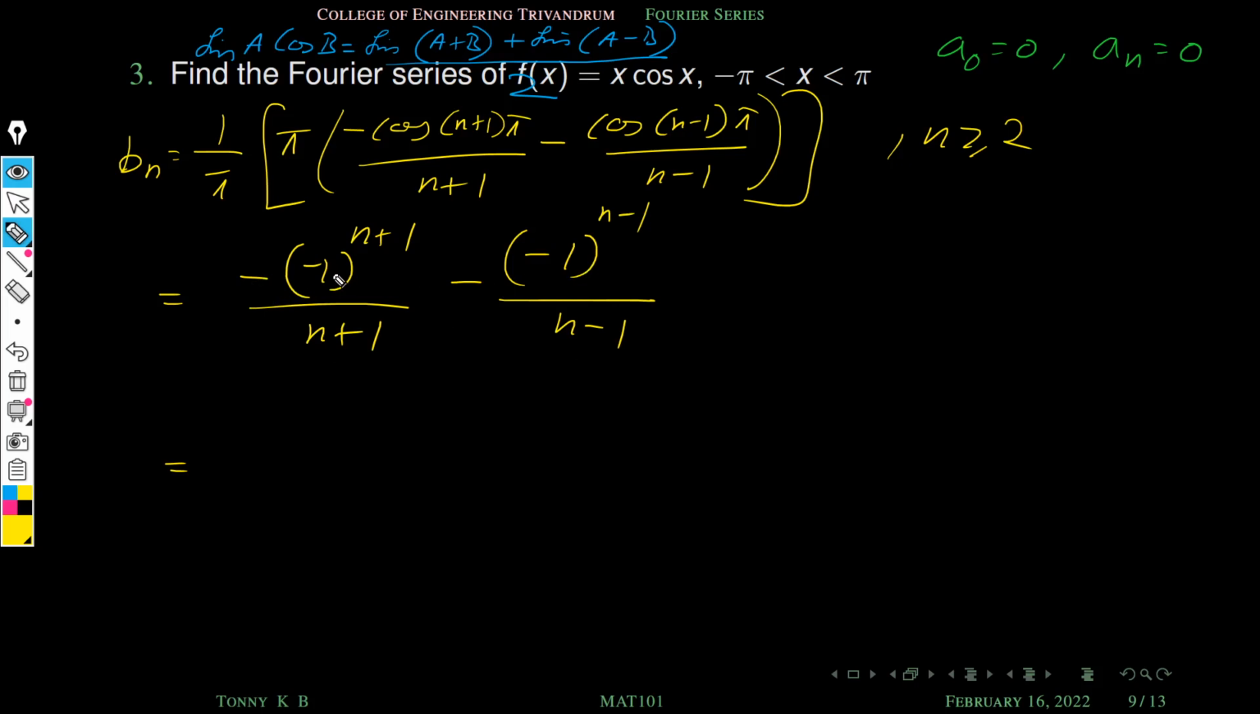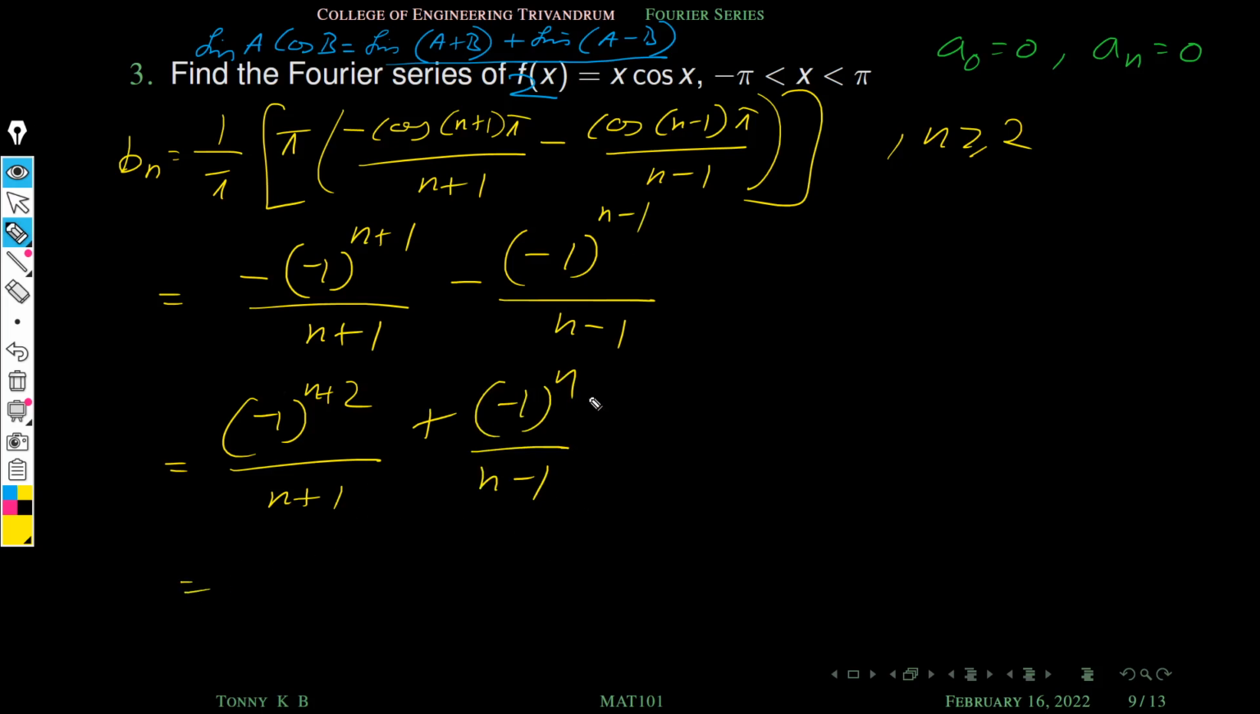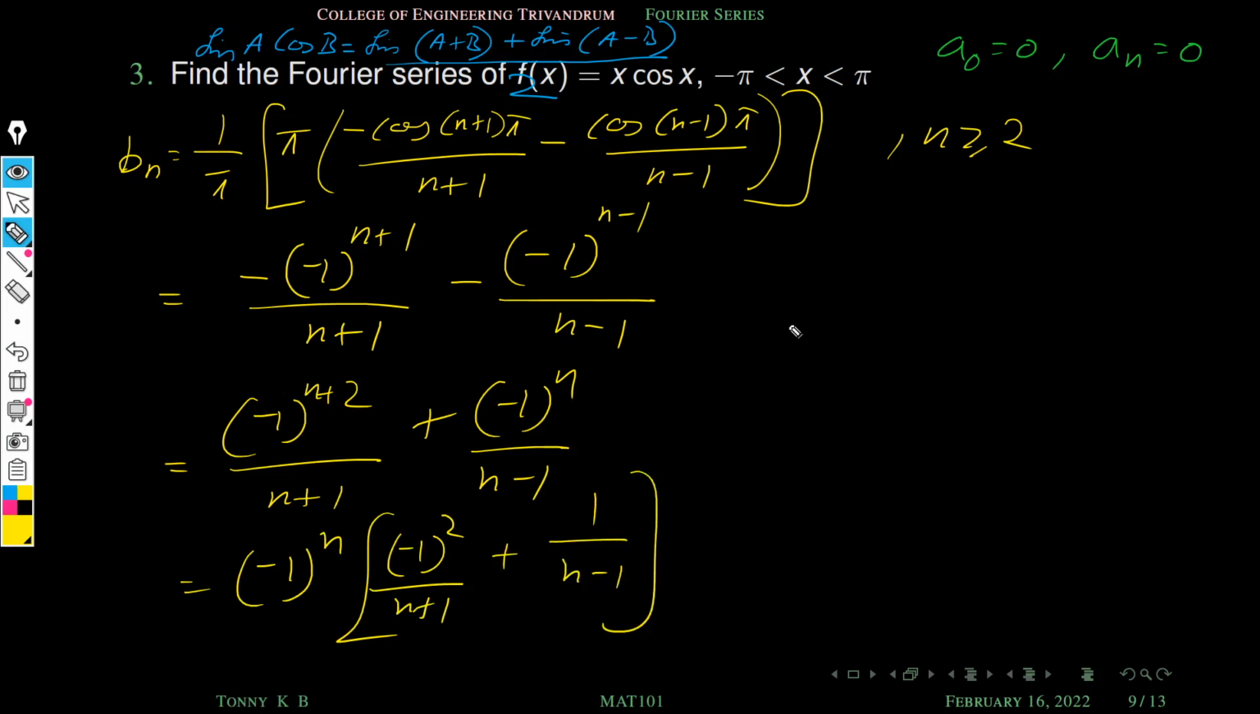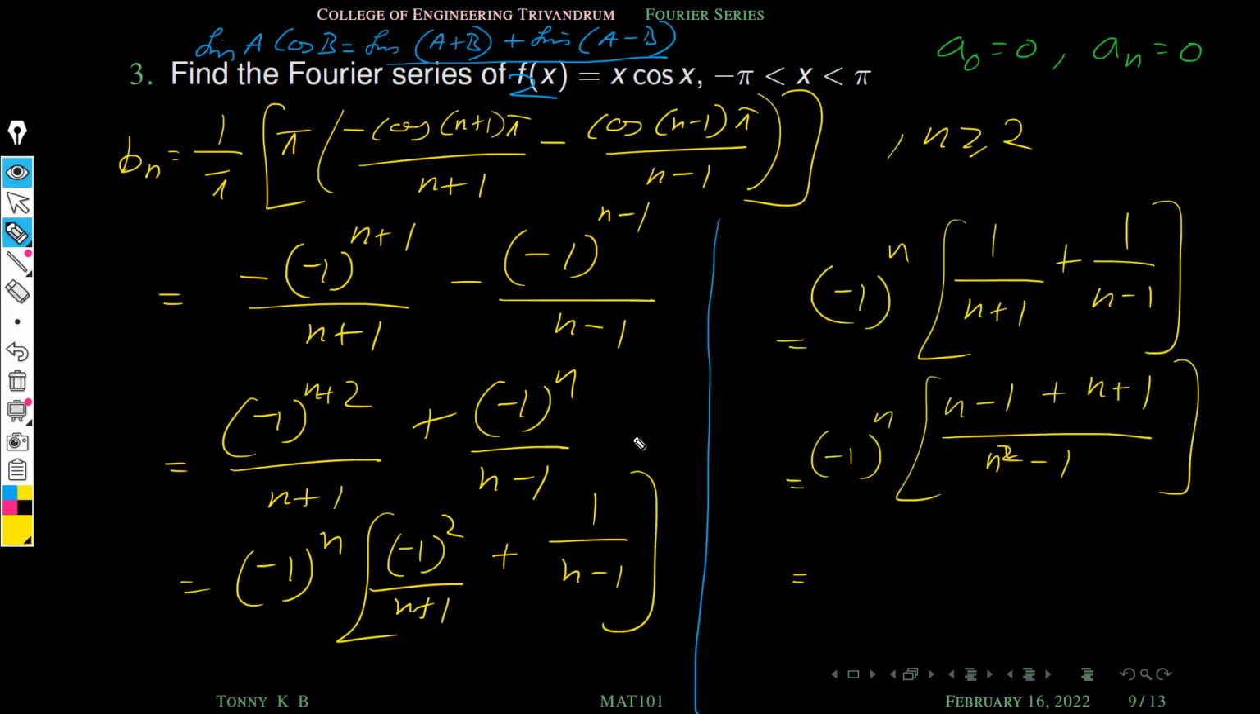Okay, 1 minus into minus 1 raised to n plus 1, that is minus 1 raised to n plus 2, by n plus 1. And this is plus minus into minus 1 raised to n minus 1. One more minus is there, so that is minus 1 raised to n by n minus 1. Okay, so here minus 1 raised to n is common, you can take outside. So minus 1 raised to n into, what is the remaining? Remaining is minus 1 square by n plus 1, plus 1 by n minus 1. Okay, and what about minus 1 square? That is 1. So this expression is like this.